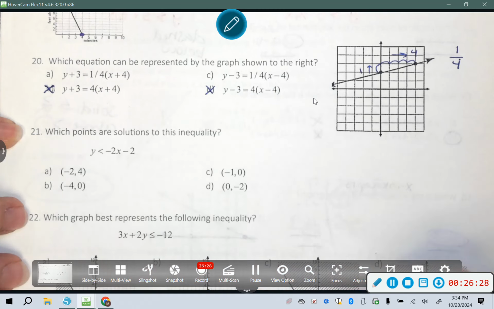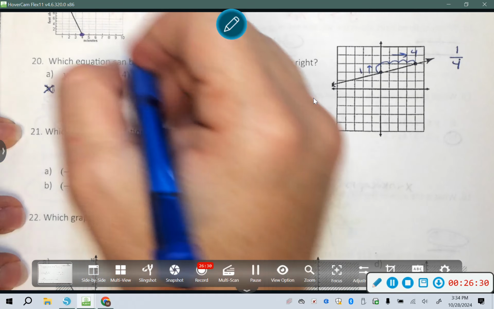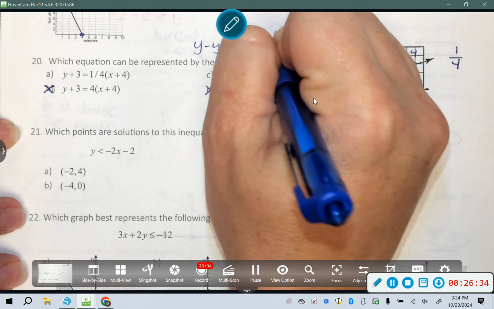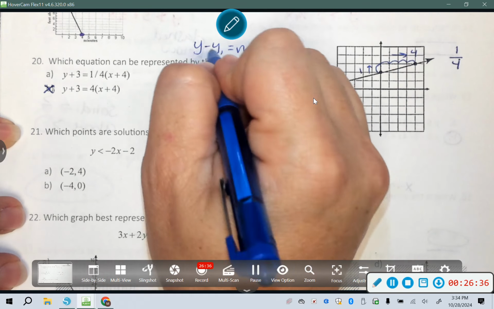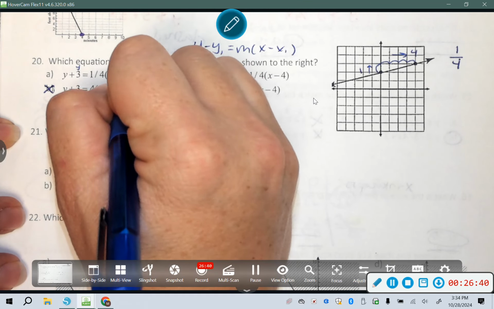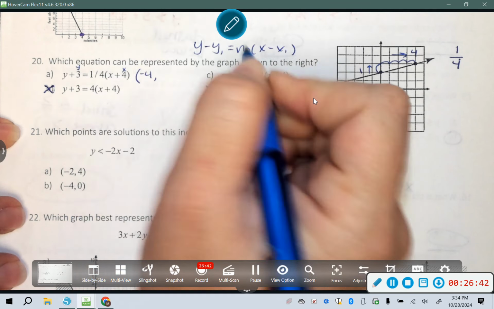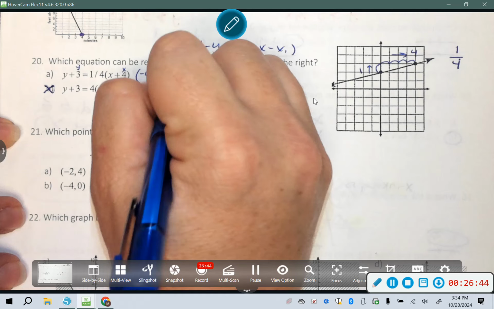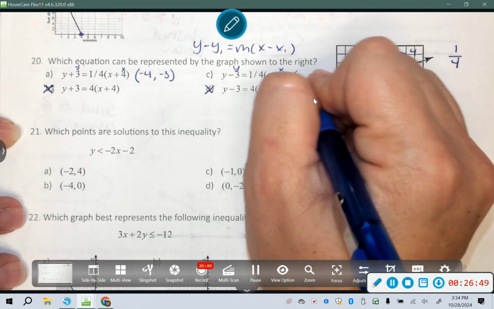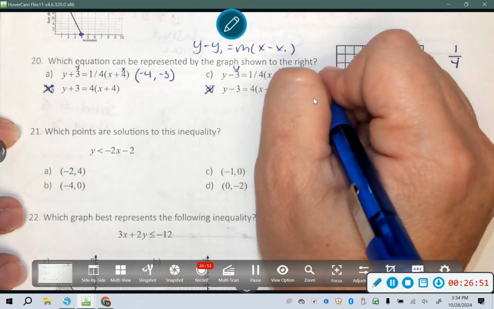Now, looking at A and C, remember, our formula is y minus y1 equals m, x minus x1. So remember, it was opposite. This is your y, this is your x, and it's opposite. So opposite of positive 4 is negative 4. Opposite of positive 3 is negative 3. X is after x, y is after y. Opposite of negative 4 is positive 4. Opposite of negative 3 is positive 3.